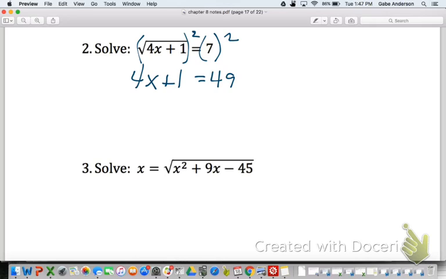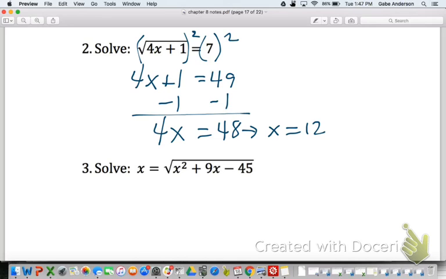Christiana, how'd it go? What would you do first? I squared both sides. So that just takes out the square root, and then I squared the 7, so that's 49. Okay. And then you minus 1, that's 48, and then you divide by 4, and that's 12. So x equals 12. Seems right. Seems really good. Your steps are very clear.